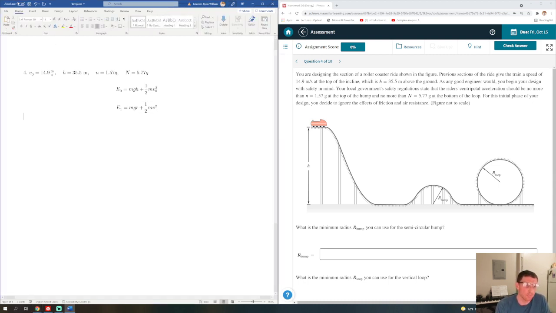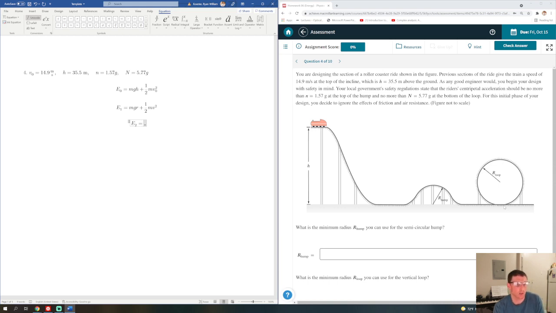And then finally, let's talk about what's going on here. We want to think about what's happening right when this thing is at the bottom of the loop here. Now, what forms of energy do we have here at the bottom of the loop? What would be the only one that we have, I guess, is the more direct question. Who can tell me? Yeah, only kinetic, cool.